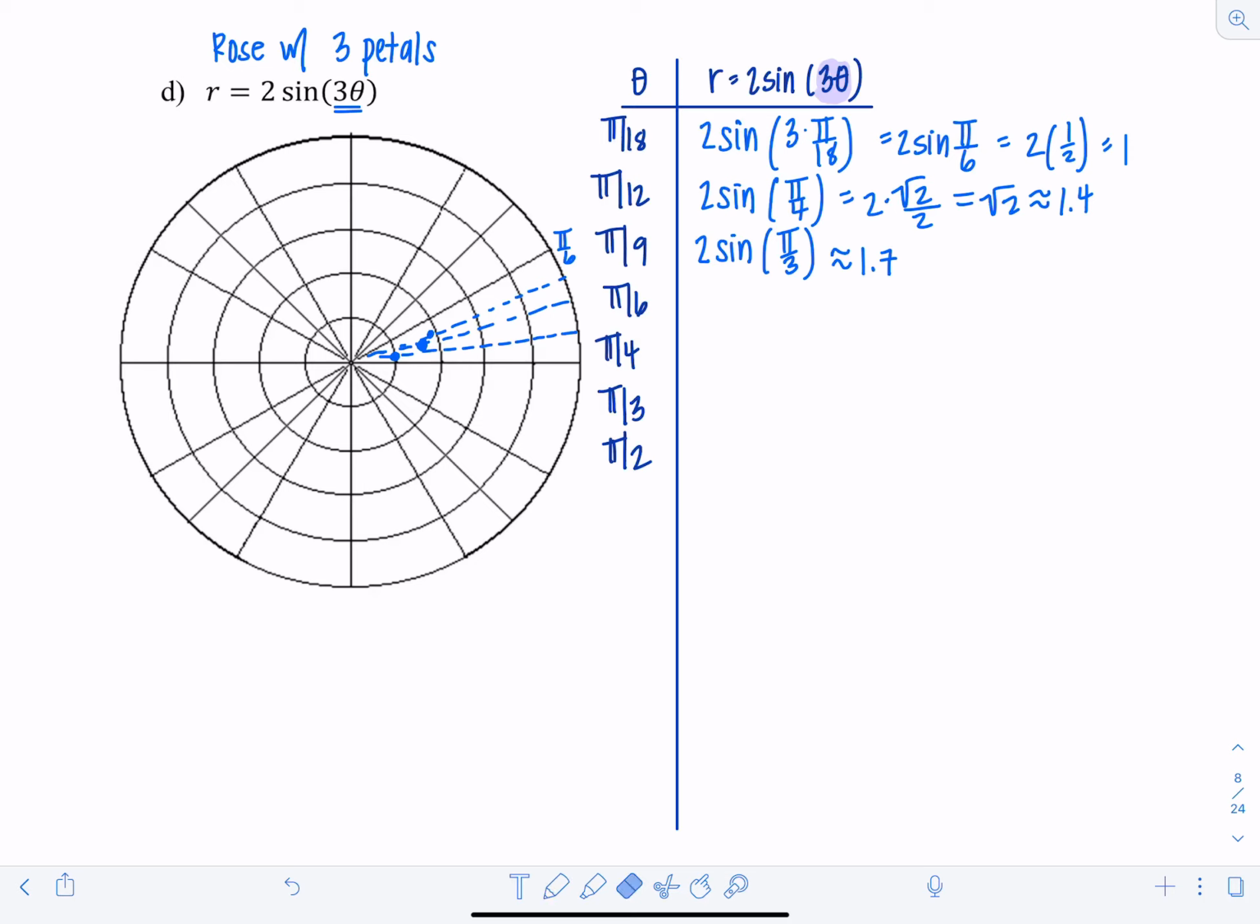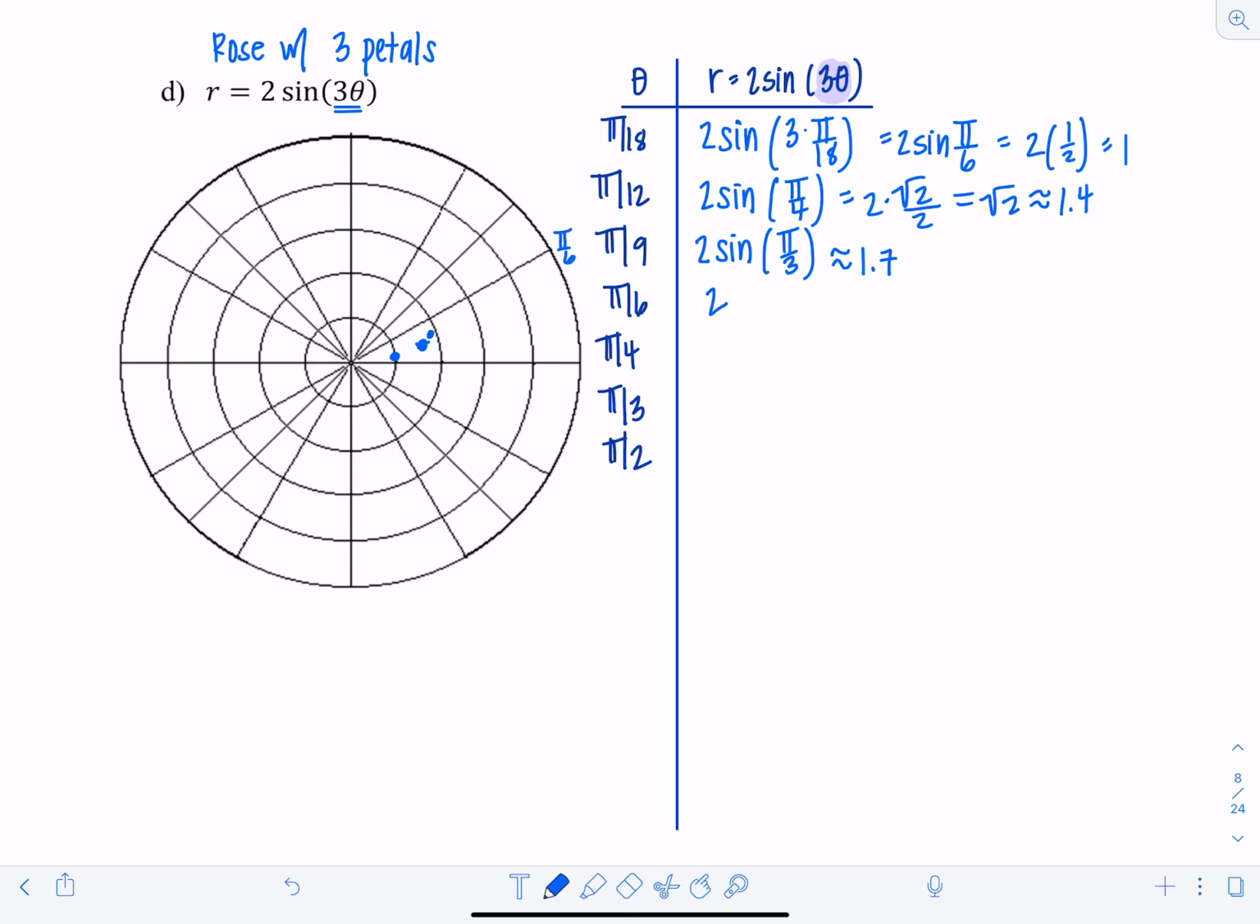Okay, all these dashed lines are getting messy, so I'm erasing them because I want to be able to focus on the points here. Good. Now the rest I'm just going to do the math in my head. So pi over 6, first you multiply that angle by 3, so it's going to be pi over 2, and then sine of pi over 2 is 1, so 2 times 1 is 2.